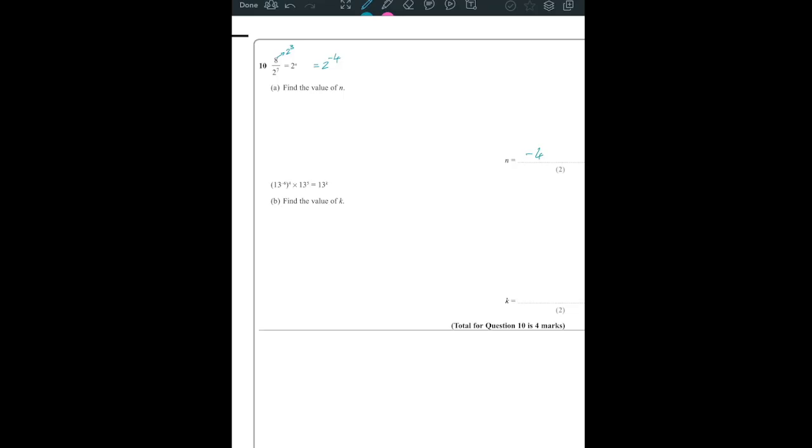I would argue a simpler question next, even though it's going to require 2 steps. Power to a power, multiply the powers. And then multiplying, we add the powers. So I get k as negative 19.